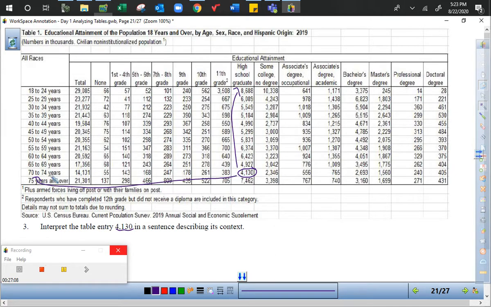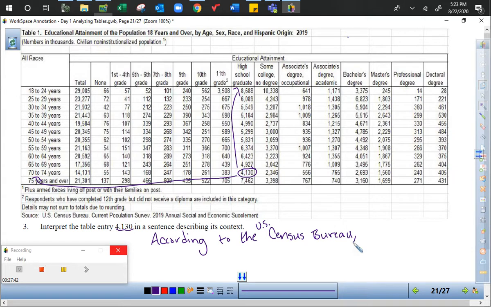So, I told you that good sentences start with the source. That's at the bottom here, but sometimes, like I said, it's in the description of the table up above, so look out for that. If you do not have a source, you can just say according to the table. We're going to say according to the U.S. Census Bureau. We'll start there. And then throw in a comma. And then we're going to talk about this number.